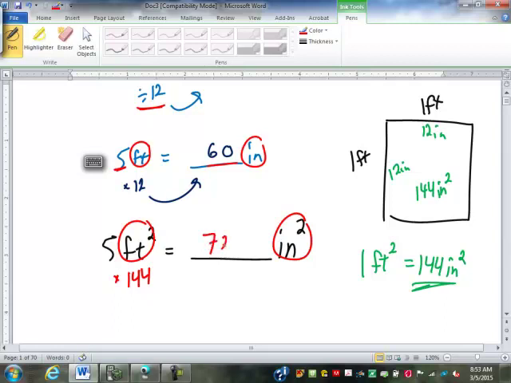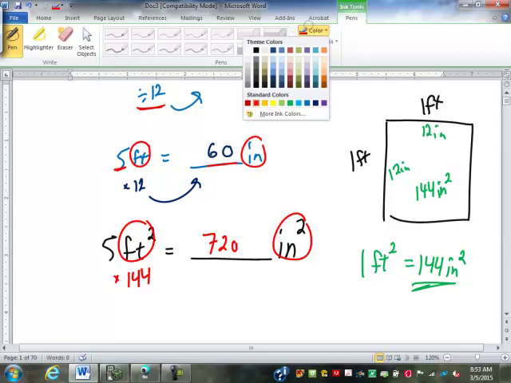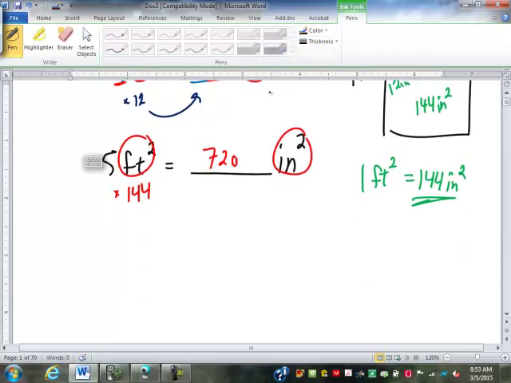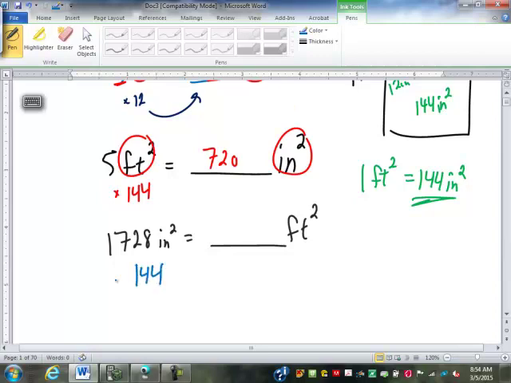Oh, what is that, 720? Is that like right? Okay. Or I might have 1,728 square inches going into square feet. What do I do? What's our conversion factor? Yeah, still 144. The unit's getting larger, so the number gets smaller, so we divide, and we get 12 square feet.